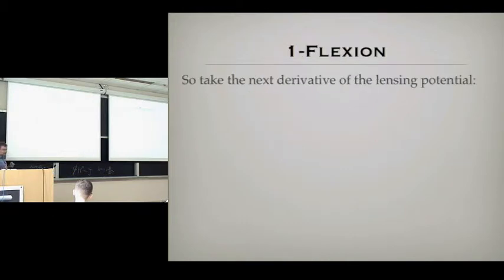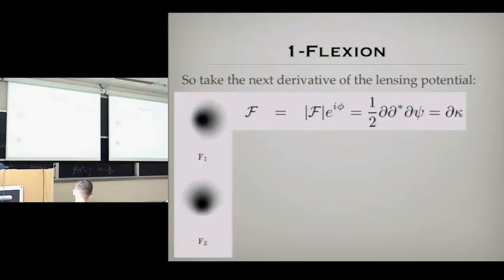If we want to write that down mathematically, it's going to be like this. We simply take the next derivative of the lensing potential, which we clearly can see is then simply the gradient of the convergence. This is what flexion actually looks like. It is beginning to look like a skewed object if the initial object was a circular Gaussian.